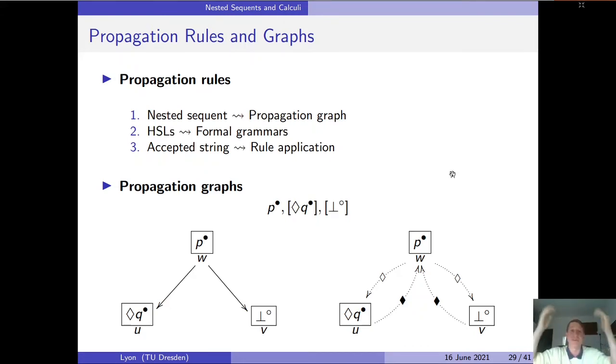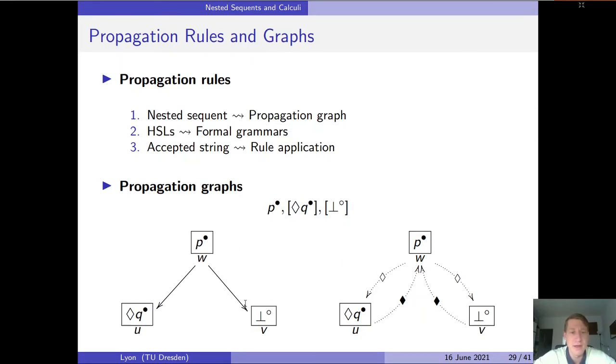So imagine I have a derivation, and at the root of the derivation, I want to apply a propagation rule. If I want to apply a propagation rule to a nested sequent in a derivation, then I have to follow essentially the following steps. First, I take that nested sequent that I want to apply the propagation rule to, and I transform it into what is called a propagation graph, which is essentially a finite automaton. So, for example, I have here on the bottom half of the slide a nested sequent. I transform it into the following graph.